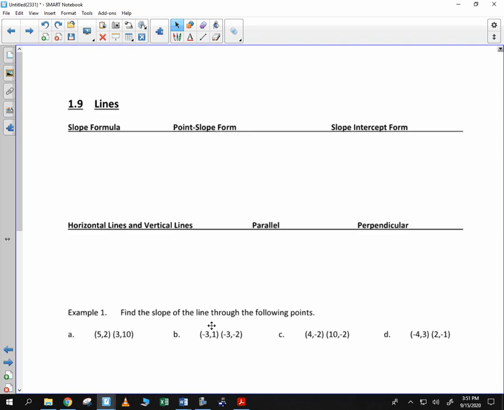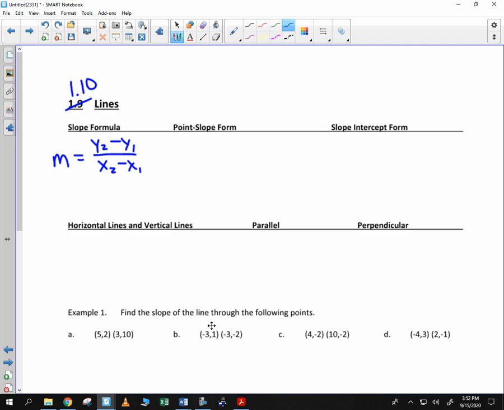Okay, instead of lines, or 1.9, it should be 1.10. Sorry about that. But it's important for us to discuss linear functions, lines, and you are probably used to some of these pieces, but let's remind you of the slope formula. Slope is y sub 2 minus y sub 1 over x sub 2 minus x sub 1.